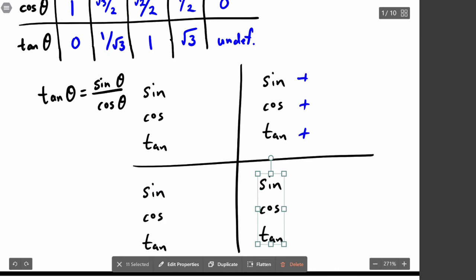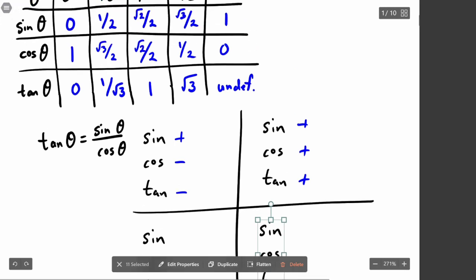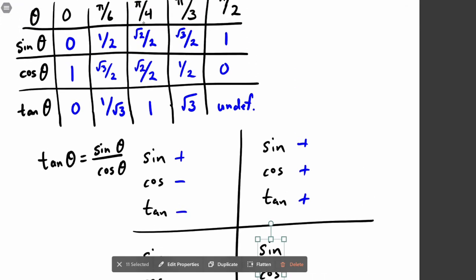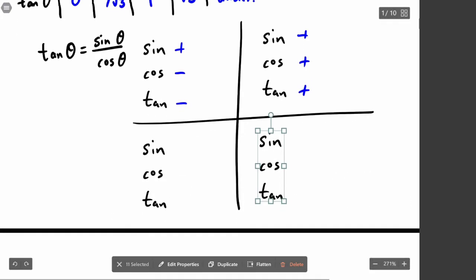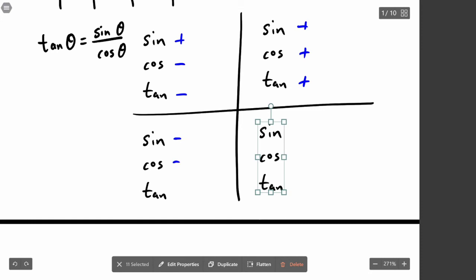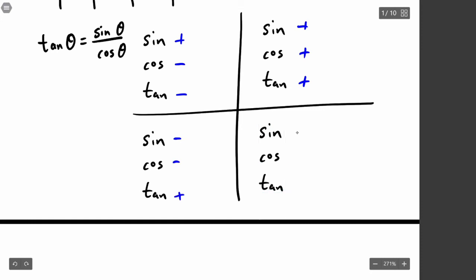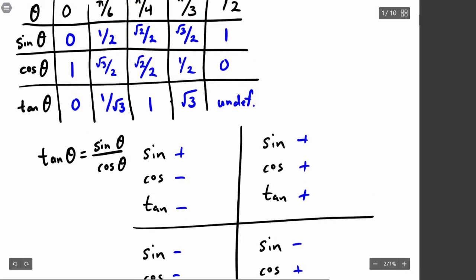In quadrant 2, sine is positive, cosine is negative, and therefore tangent will be negative. But these values are all still basically the same. We're going to measure how far away from the x-axis we are. Here both of those are negative, so tangent's positive again. And here, sine is negative, cosine is positive, so tangent's negative. So putting all that together, we can figure out any of the values.